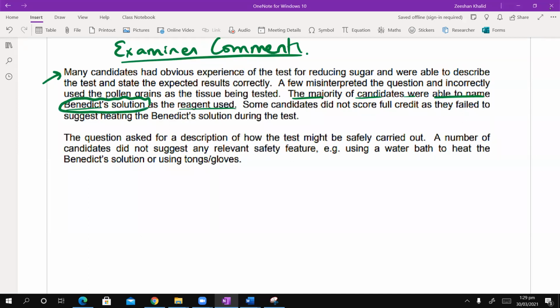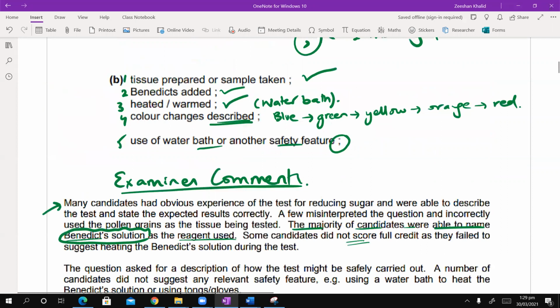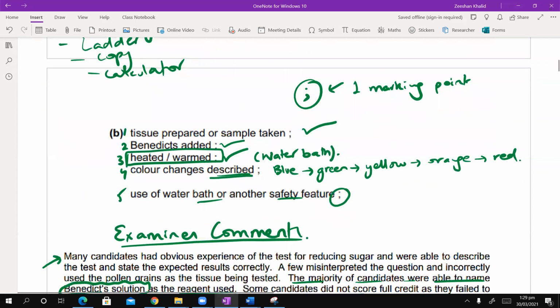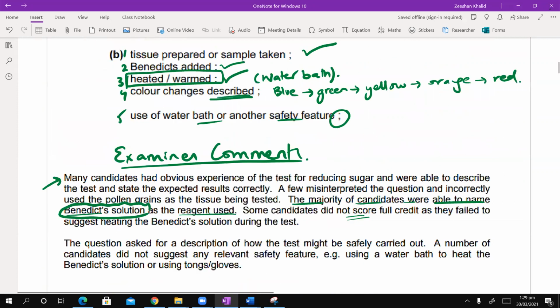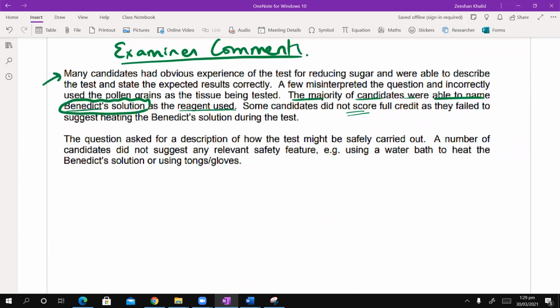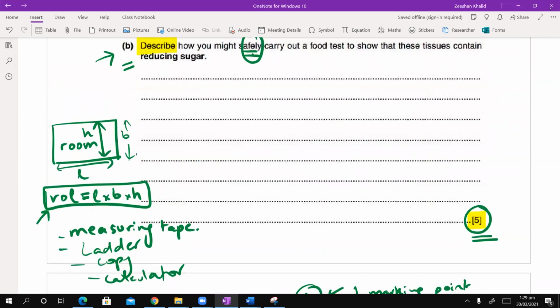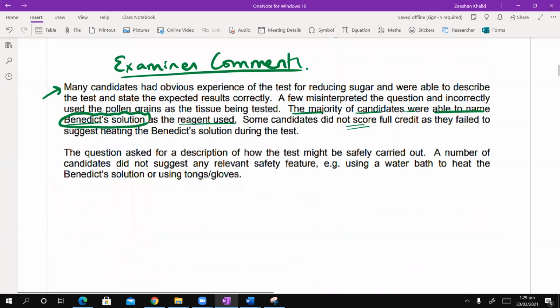Some candidates did not score full credit as they failed to suggest heating the Benedict solution during the test. You have to remember कि Benedict solution का जो test है, reducing sugar का जो test है, that is the only test that involves heat. So that point has to be mentioned. See, at the end of the day, it was a 5-marker question. Okay, so you have to write all of those points.